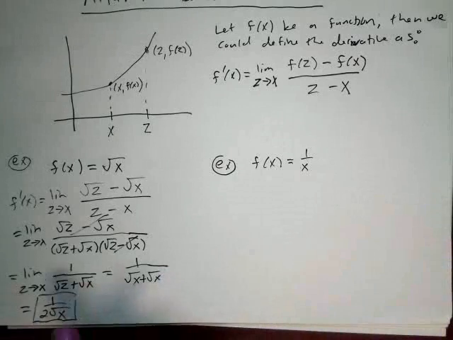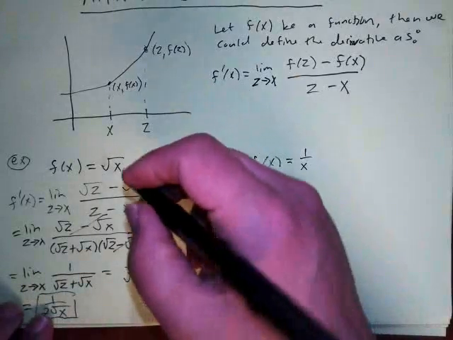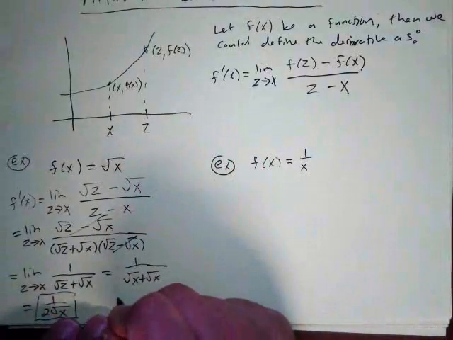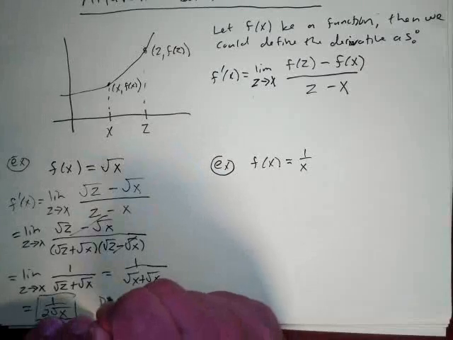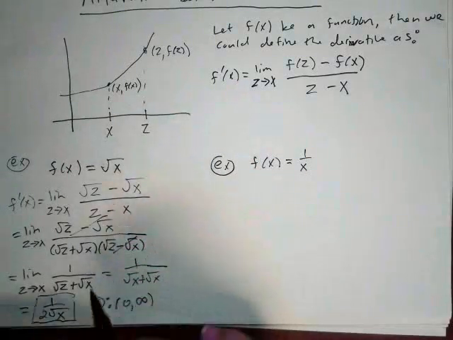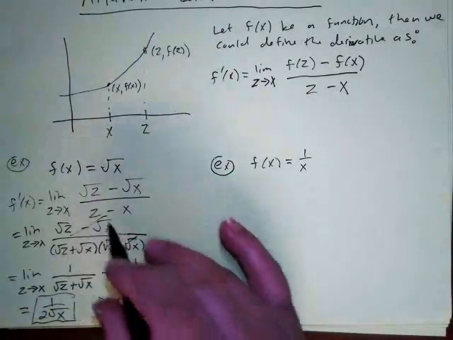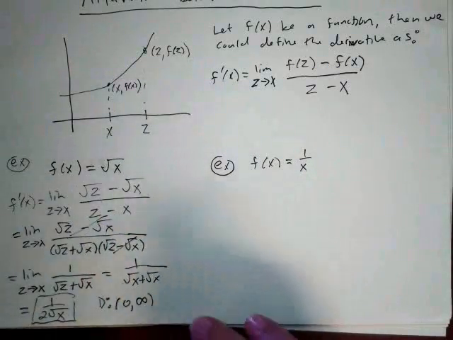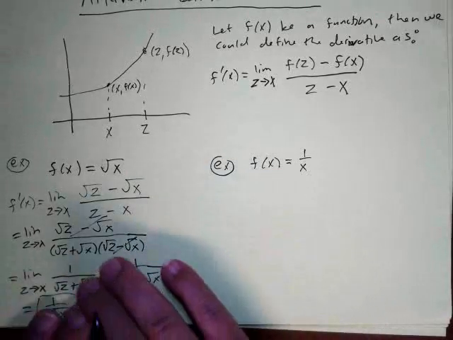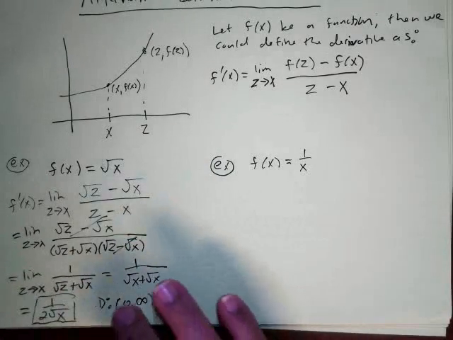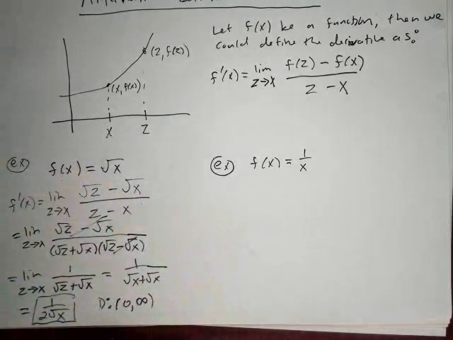Then I could plug an x value into here. We're dealing with just values from 0 to infinity, the domain values, and this wouldn't be defined at 0. So the function square root of x is not differentiable at 0, at the beginning of the domain, but it is for any other value after that. So this is an example of square root of x.